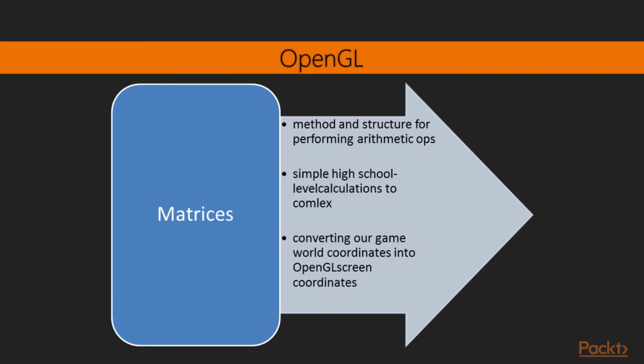Matrices are a method and structure for performing arithmetic. This arithmetic can range from extremely simple high school level calculations to move, or translate, a coordinate, or it can be quite complex to perform more advanced mathematics, such as converting our game world coordinates into OpenGL screen coordinates that the GPU can use. Fortunately, it is this complexity that SFML handles for us behind the scenes. SFML also allows us to handle OpenGL directly. If you want to find out more about OpenGL, you can get started at LearnOpenGL.com. If you want to use OpenGL directly alongside SFML, you can read the article at this link.